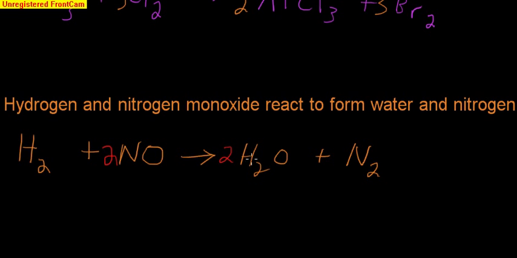So now what this is going to do, I'm going to have two oxygens on the right, but now I've kind of messed up my numbers with hydrogens. I've got 4 hydrogens on the right and only 2 hydrogens on the left. But I can easily fix this problem by just putting a 2 in front of that. So now I have 4 hydrogens on the left, 4 hydrogens on the right. I have 2 nitrogens on the left, 2 nitrogens on the right, and I have 2 oxygens on the left and 2 oxygens on the right. So now this is a balanced equation for this one.